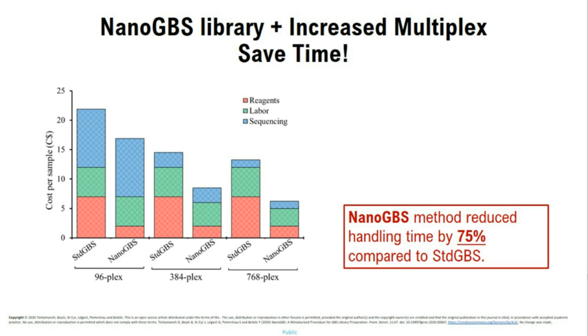On the other hand, we save not only money. Using the NanoGBS method, we reduce the handling time by 75% compared to StdGBS. Again, this is a saving in the labor cost. Here you might say that we've been able to reach our goal of decreasing the genotyping cost. But that's not the end of the story.